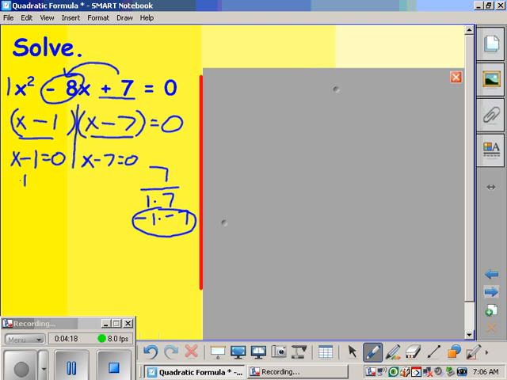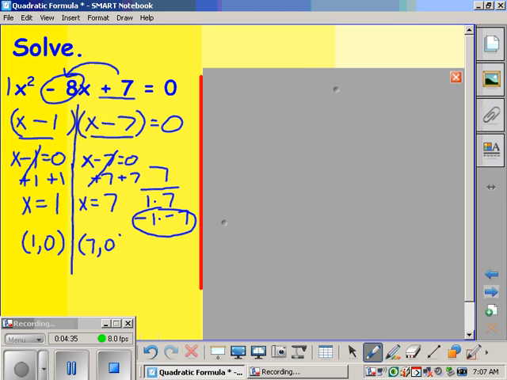And then we're going to solve both equations for x. So our first x-intercept is 1, and we can write that as (1, 0) because it's an actual point on the graph. And then our second x-intercept is positive 7, and again we can write that as a point or an ordered pair, and it would be (7, 0).